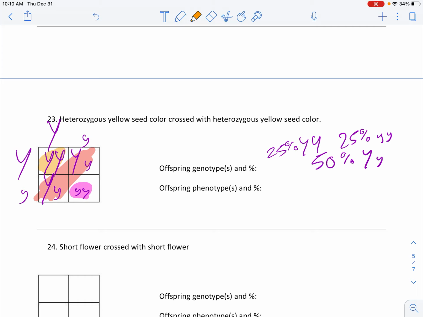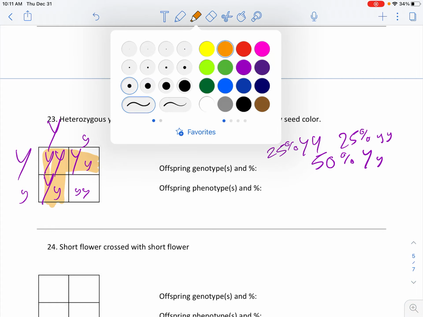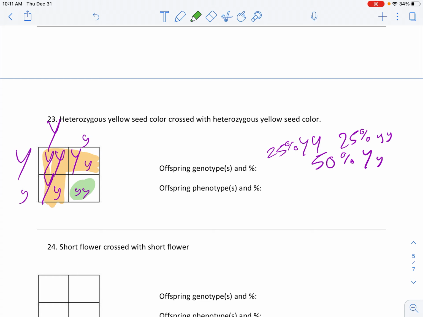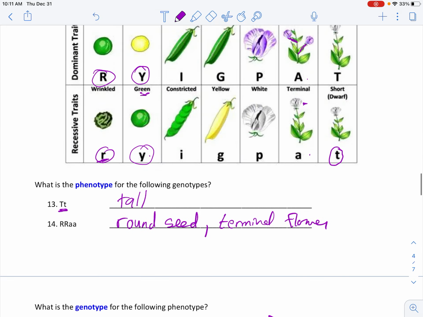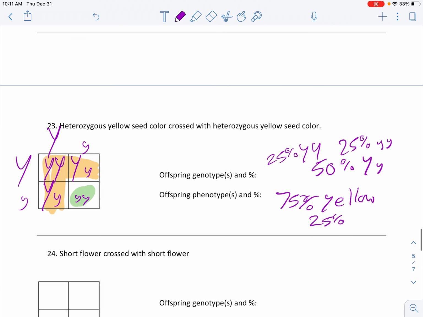And then the phenotype percentages are a little different than that again. So these 3 all have a big Y. So those 3 would all be the yellow. And then this one is the only one that's not. So 75% chance, it's kind of sloppy there, that it's going to be yellow, and a 25% chance that it's going to be, I guess green, right? Yeah, green seed.